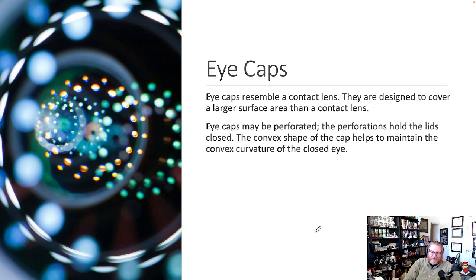Eye caps resemble a contact lens. They are designed to cover a larger surface area than a contact lens, and they are usually perforated. The ones I always used were perforated. And the reason for that is that it provides the tension, it provides the friction to prevent the eyelid from creeping up should it try to do so.